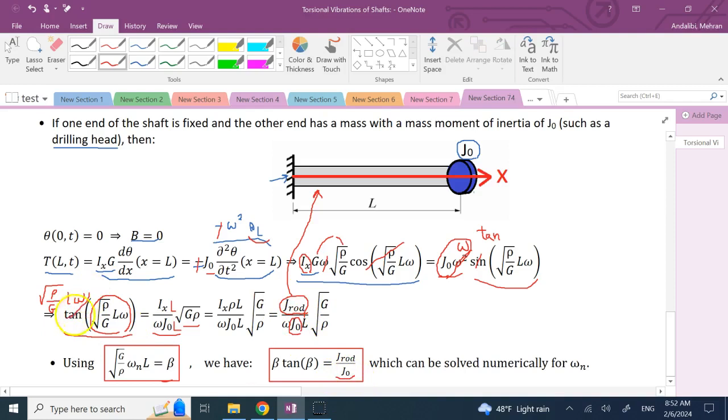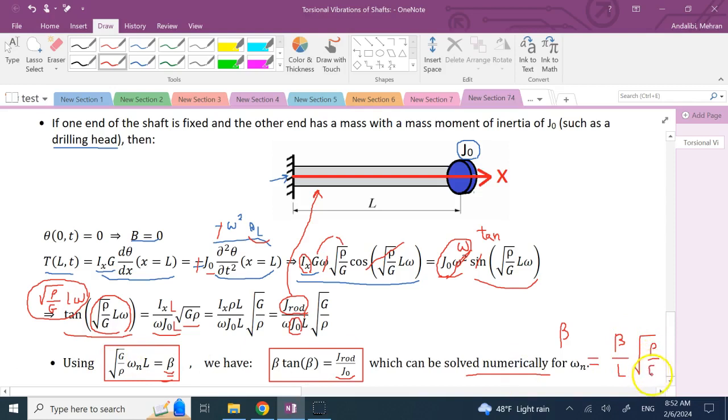Now, this term that is outside and inside the tangent, if I call it beta, which is a function of omega n or omega, the equation becomes beta tangent of beta equals J rod over J naught, which is a constant. And this equation is a nonlinear equation in terms of beta. So you have to solve it numerically for beta. And once you have beta, then you can find omega n, because omega n is simply going to be beta over L, and then divided by square root G over rho, or times square root rho over G.